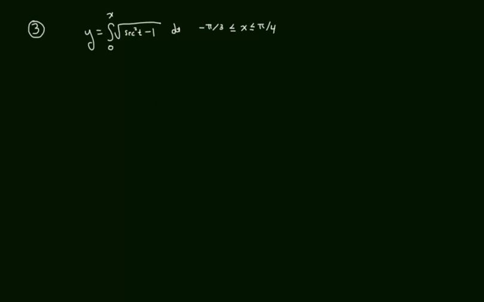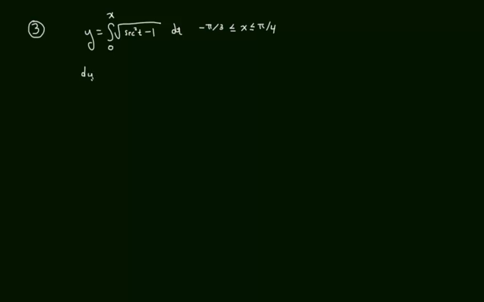Example 3 is a non-calculator, and I would like to see how far you can get with this. This is an interesting problem because y is equal to an integral function. You should recognize this type of integral function. We're using a dummy variable t as the integrand, and this wants the length of this y function from negative pi over 3 to pi over 4.